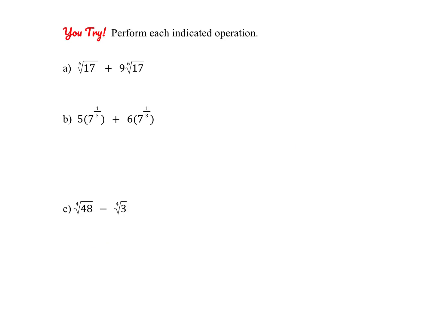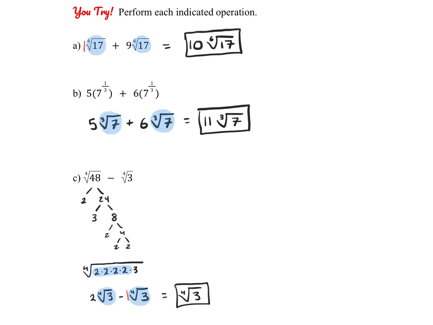All right, go ahead and pause the video and give these 3 a try on your own. All right, go ahead and check your work here. For part A, you have the same index and radicand, so you simply add up the coefficients. 1 plus 9 is 10. For part B, if you rewrite these as radical terms, you have the same index and radicand, so you add up the coefficients, giving you 11 times the cube root of 7.